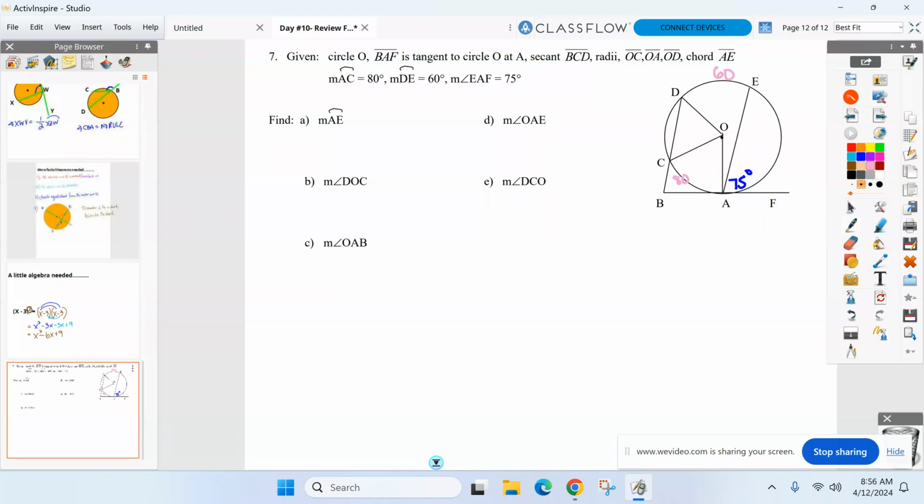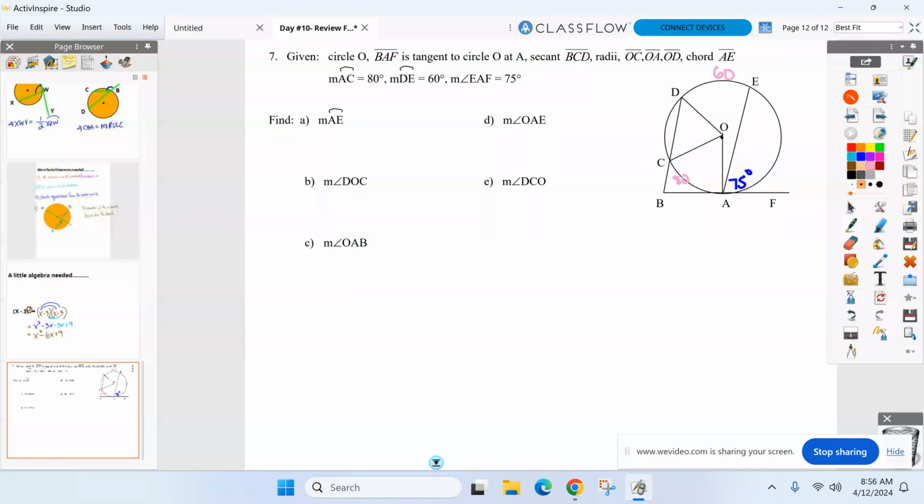We know one arc 60, second arc 80. Anything else up there that could help us find another arc? Anything up there that you know about that could find another arc measure? Stellan, what are you thinking? 75. All right, let's talk about that 75-degree angle I gave you inside.